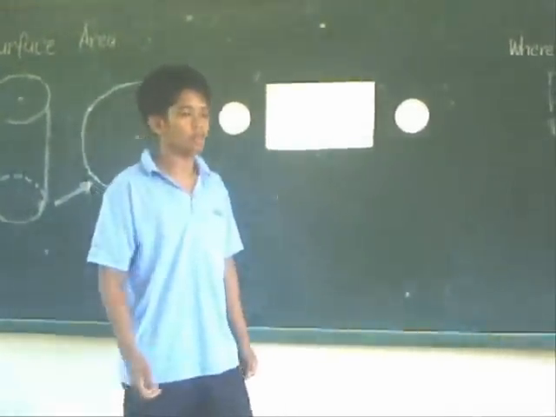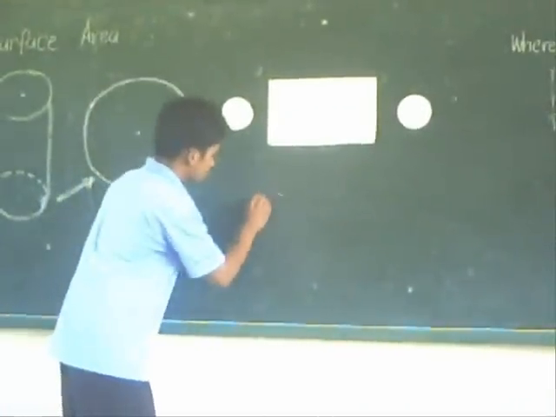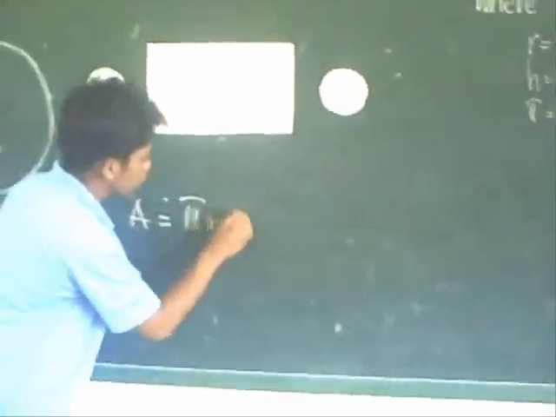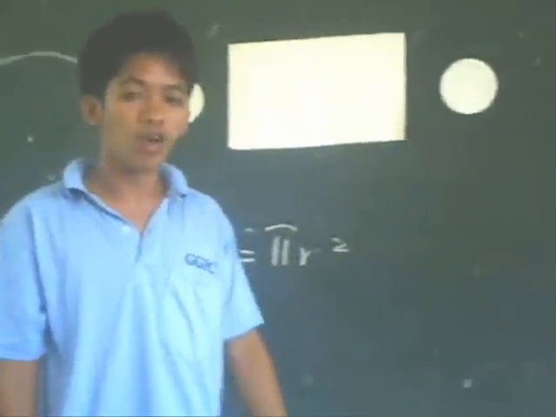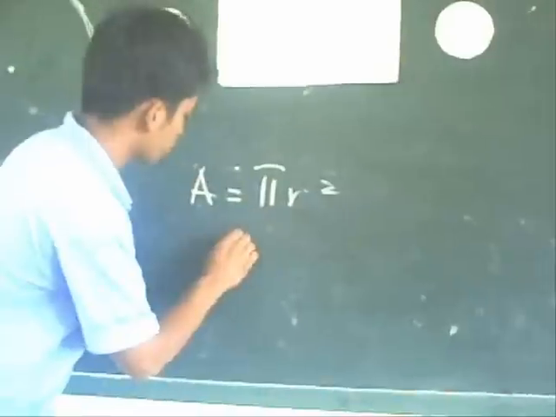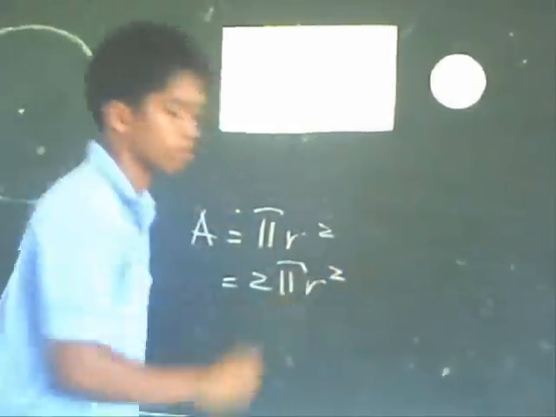To solve for the area of the two circular bases, we use the formula area is equal to pi r squared. Since it is composed of two circles, we multiply the formula by 2, and it will now become 2 pi r squared.